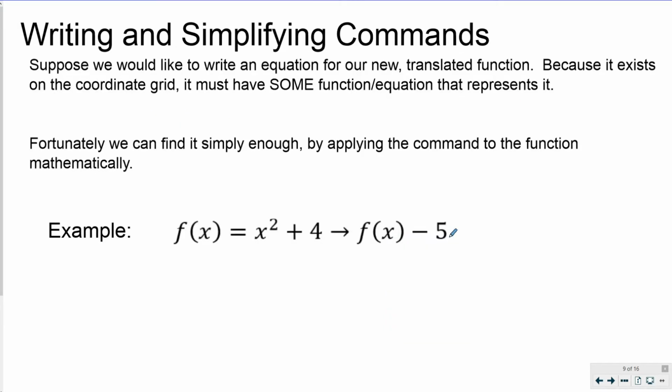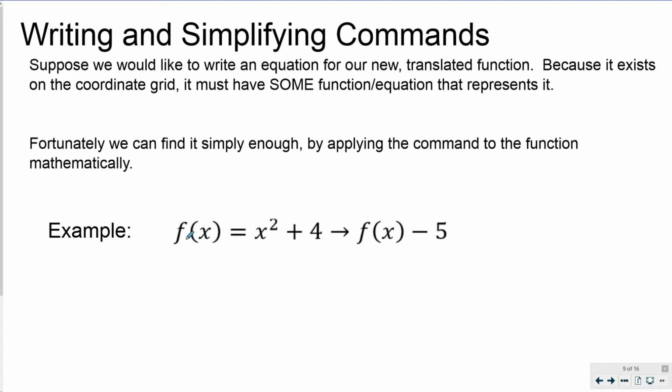Writing and simplifying commands. If we would like to write an equation for our new translated function, we must have some way to do this. Because the function exists on the coordinate grid, it has to have at least some function or equation that will represent it. Fortunately, we can find it simply enough by applying the command to the function mathematically. So take a look.